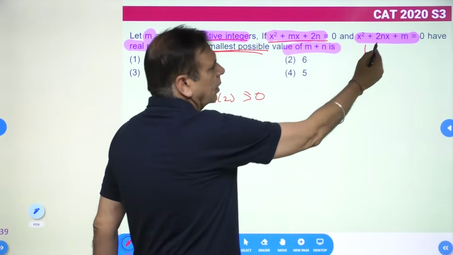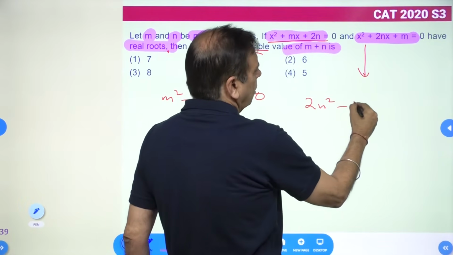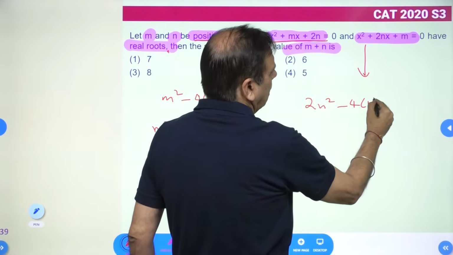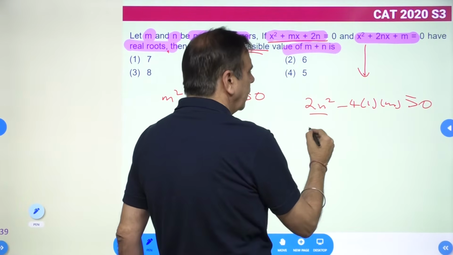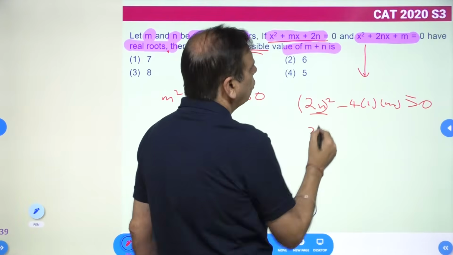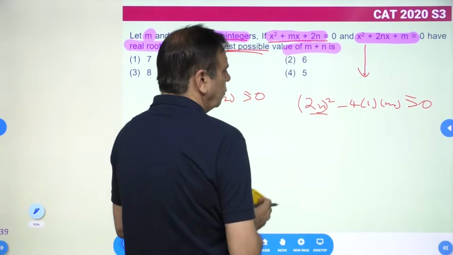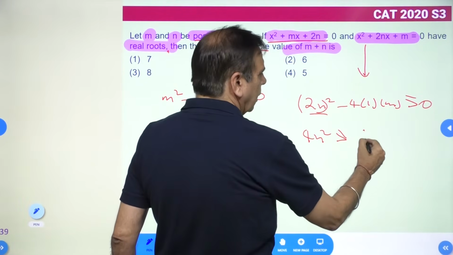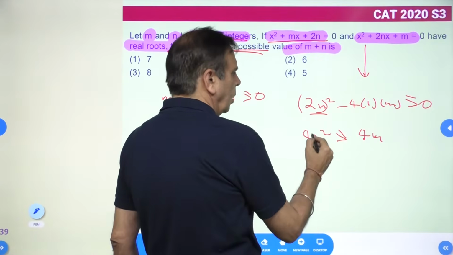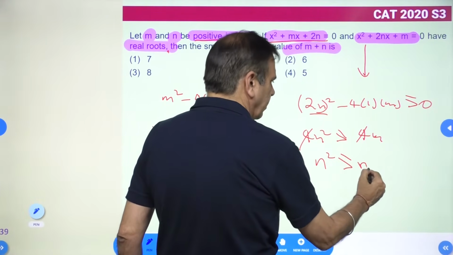What will its discriminant be? The discriminant will be 2n whole square minus 4 into 1 into m. This should be greater than or equal to 0, or I can say 2n whole square, my mistake, 2n whole square. So I can say 4n square should be greater than or equal to, taking it to the other side, 4m, and n square should be greater than or equal to m.